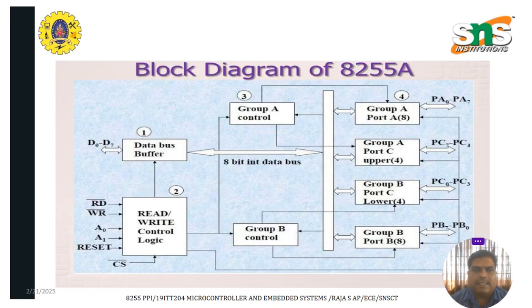So this is the general block diagram of this 8255. As I told earlier, it consists of four important sections. One is the data bus buffer, which consists of D0 to D7. Second is the read-write control logic. Third is the Group A controller, and the fourth is the port A, port B, port C controller. Now we will see them one by one.